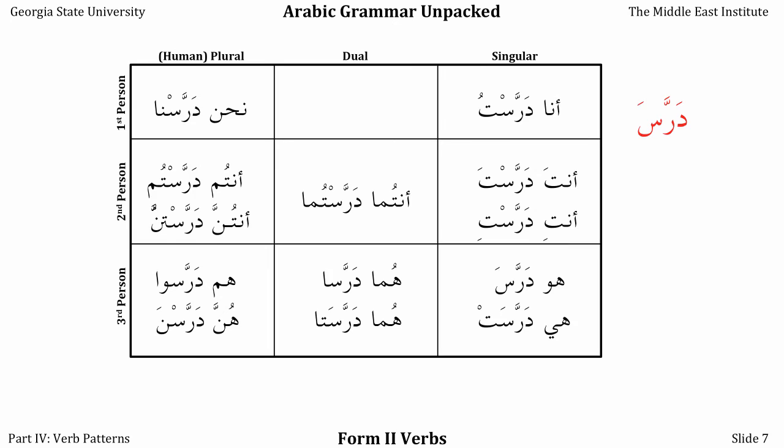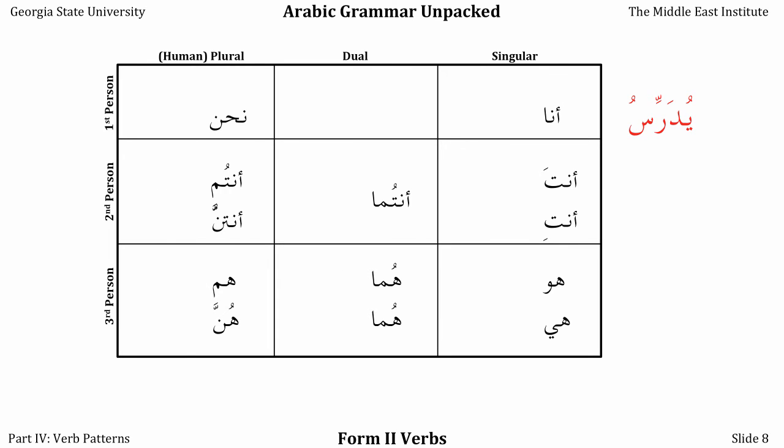For the present tense, it's a little bit more difficult because you have some more syllables you have to learn, but it obeys the same pattern always. So once you learn the pattern once, you won't have a problem with it. I say udarris. Notice that I use dhamma on the first syllable instead of fatha like we usually do with regular Form 1 verbs. Tudarris. It's got one extra syllable, not tedros, but tudarris.